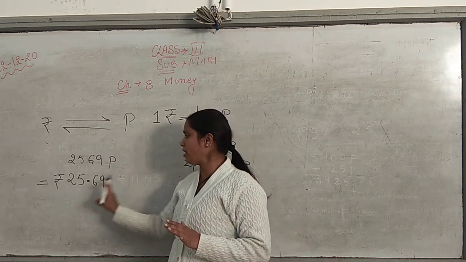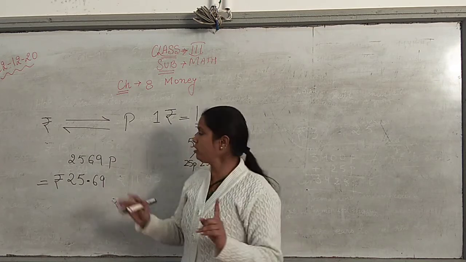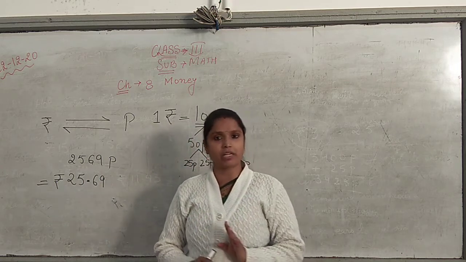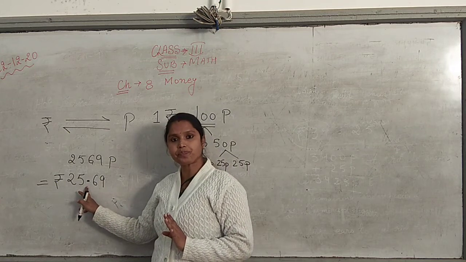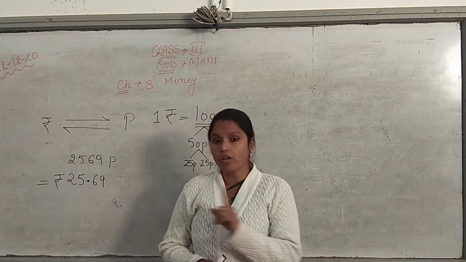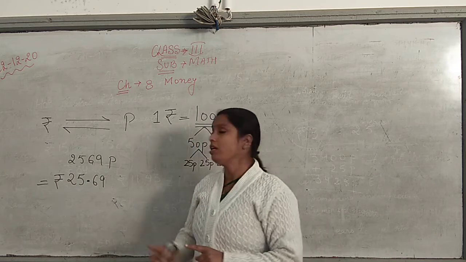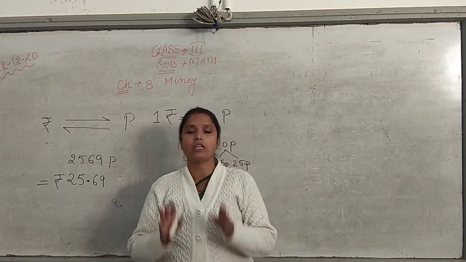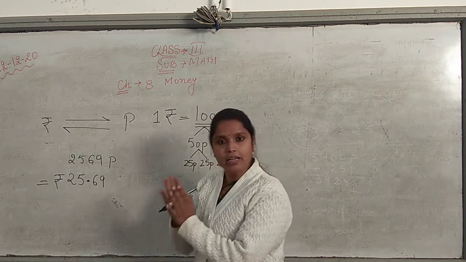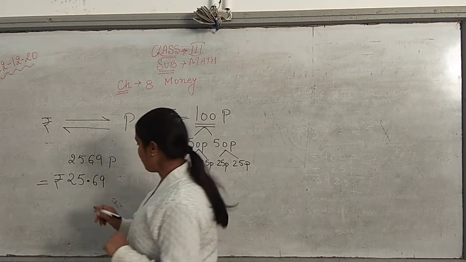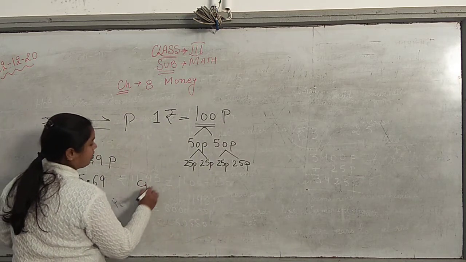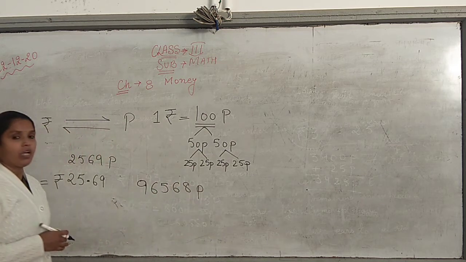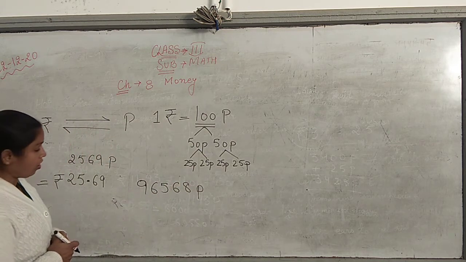When we are changing paise into rupees and paise, count 2 digits from the right hand side. After counting 2 digits from the right hand side, put a dot. Digits will be same. You will not change the digit. What you will be doing is, you are going to put the dot. What is that dot? That dot is separating rupees and paise. Again, let us have one more example. Now, if I have 96,568 paise, change it into rupees and paise, or change it into rupees.